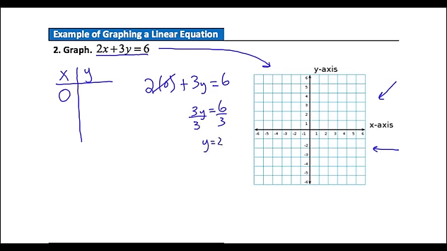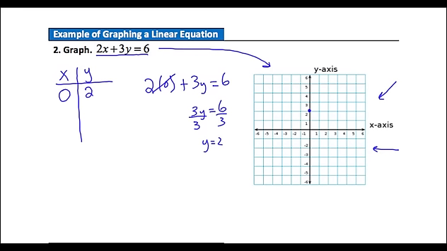And we see that y equals 2. So there is our first ordered pair, (0, 2). And that point is going to be a point on our graph. So I would come over to my graph now, and I would say, okay, over 0, up 2, there is a point on my graph.